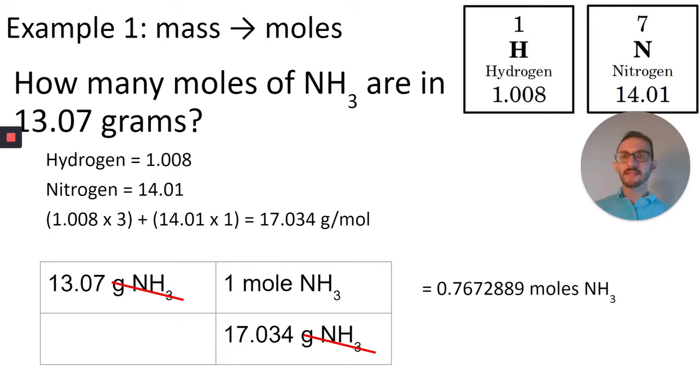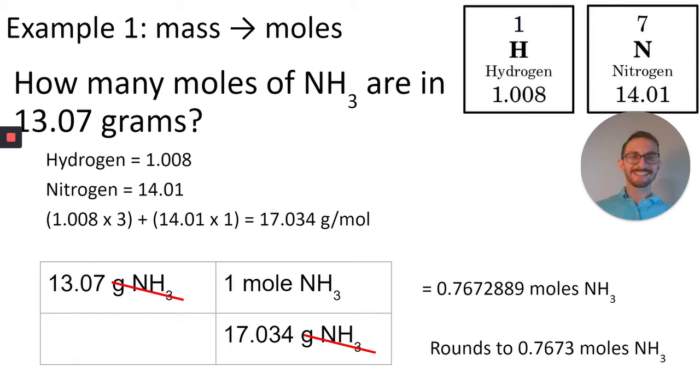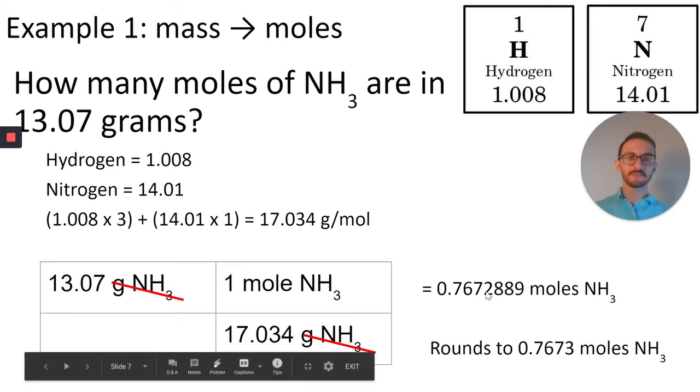The only number given in the problem is 13.07, which has 4 significant figures in it. The 0 is trapped in between the 3 and the 7. So we're going to round our calculator answer down to 0.7673 moles of NH3. Right, so we've got our 4 significant digits, and then we look at the next number to decide which way to round, and 8 would tell us to round up, so the 7.2 becomes 7.3.